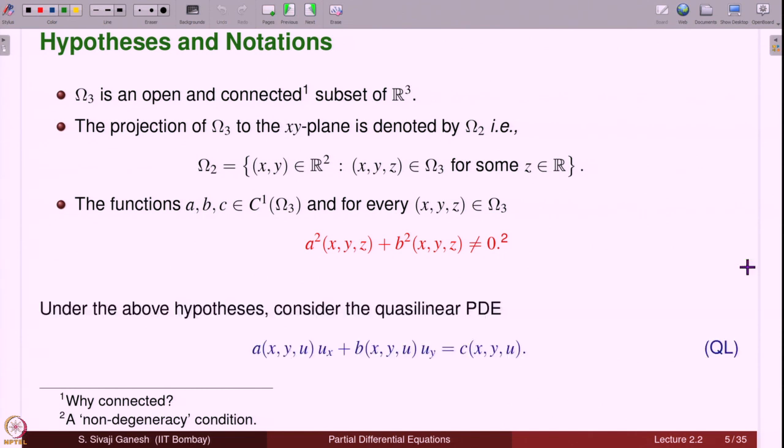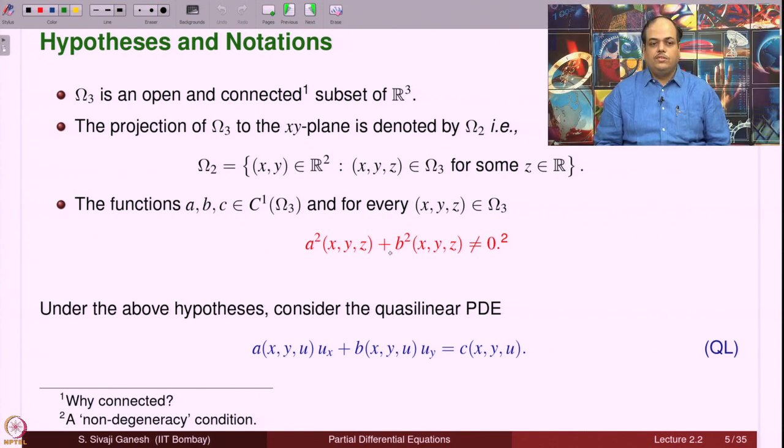Okay. Why do we need this assumption? It's because imagine both a, b are 0, then this equation which we are going to consider, the quasi-linear equation, there is no differential equation, because at that point maybe a is 0, b is 0. So, it is just c(x, y) equal to 0, some kind of degeneracy. So, we do not want that. That is the reason why we assume a and b simultaneously cannot be 0 at any point in omega 3.